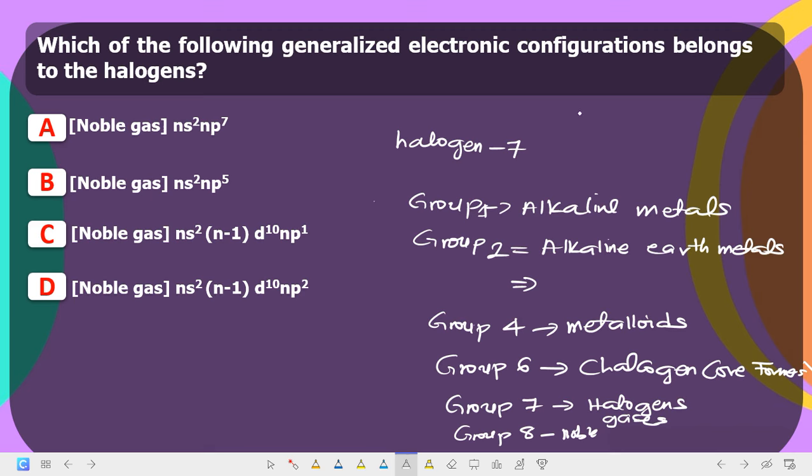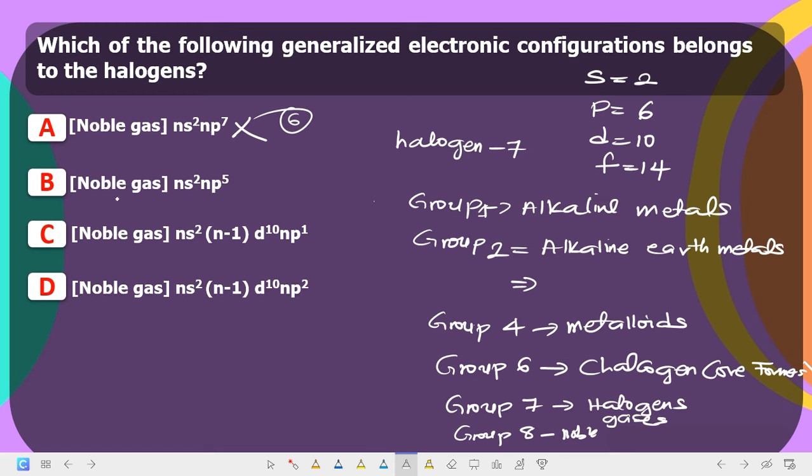Now, from our initial understanding, the s orbital can take a maximum of 2 electrons, the p orbital a maximum of 6, the d orbital a maximum of 10, and the f orbital a maximum of 14. Now, if you have ns2 np7, this is a wrong configuration because the p orbital can take only 6 electrons and not 7.